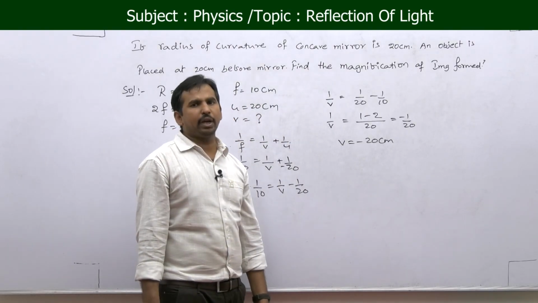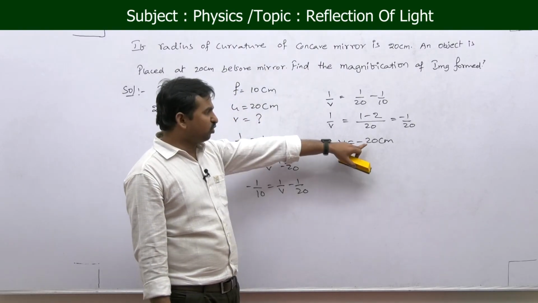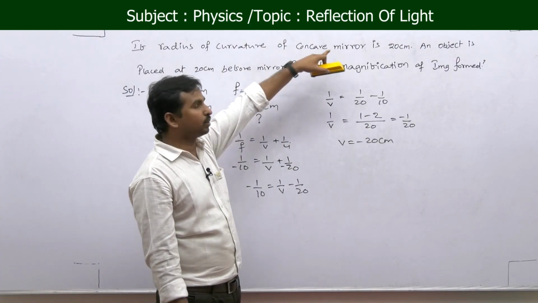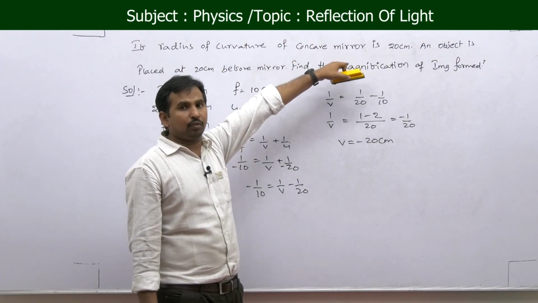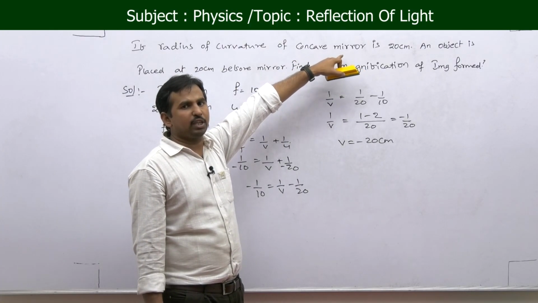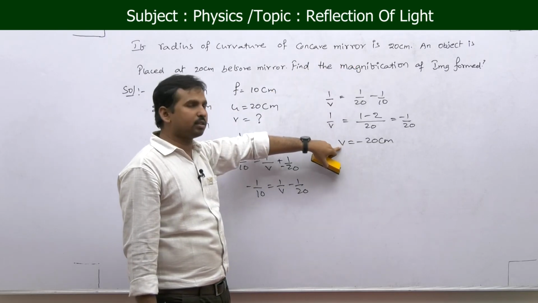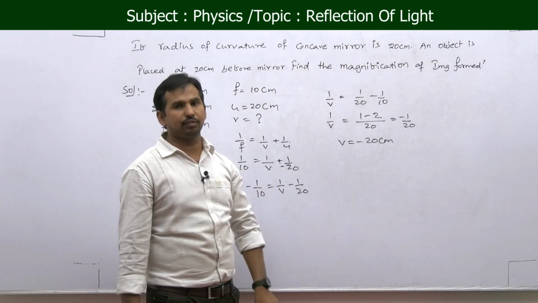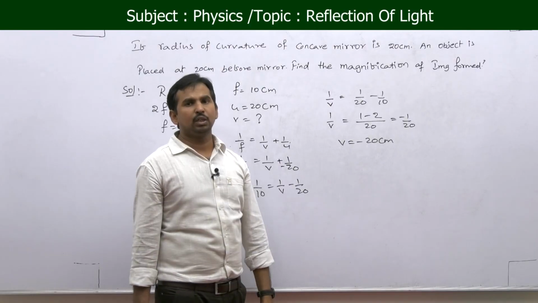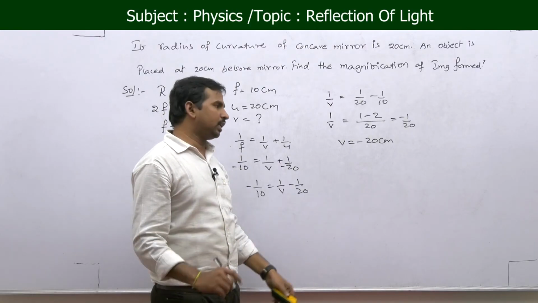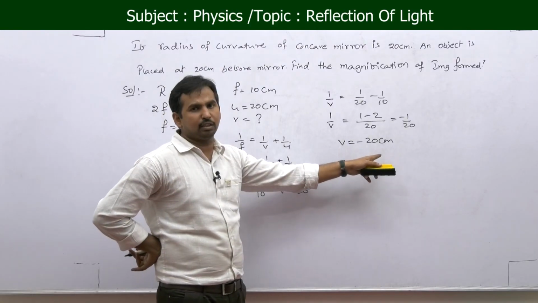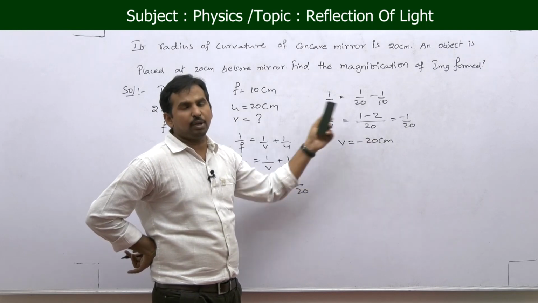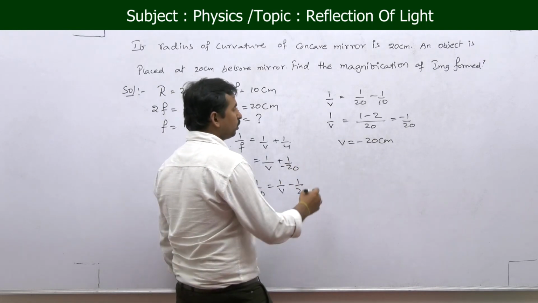As v is equal to minus 20 centimeters, and 20 centimeters is nothing but our radius of curvature position. If you remember our ray diagram, if the object is placed at the center of curvature, the image is also formed exactly at the center of curvature. That's why we got 20 centimeters here. And not only that, v is negative, and minus means the image is formed again before the mirror.